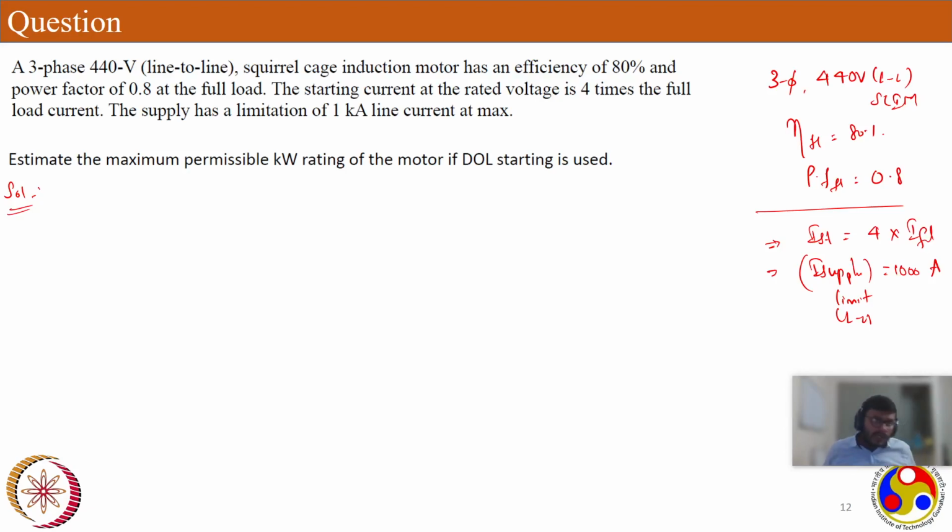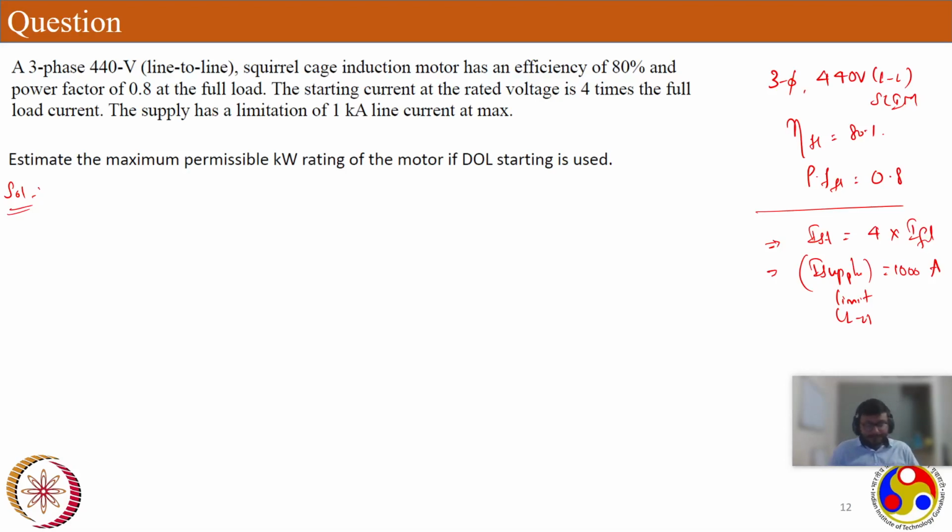Okay, now what's the question? This limitation means my supply cannot supply more than 1000 amps line current at any time. So that's the limit of my supply. That's what they have given. Now we have to estimate the maximum permissible kilowatt rating of the motor if DOL starting is used.